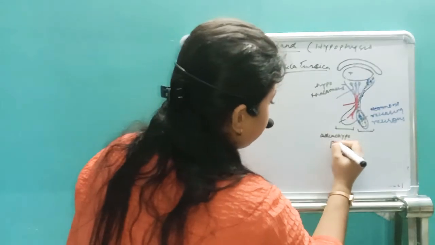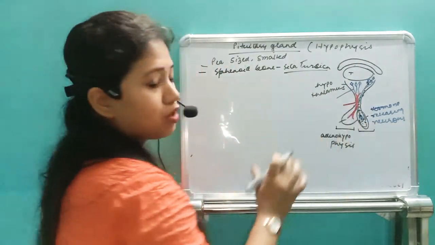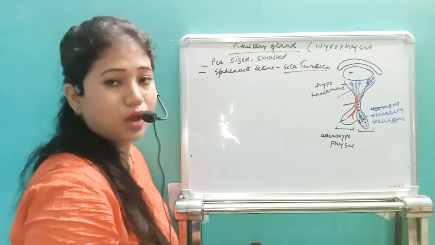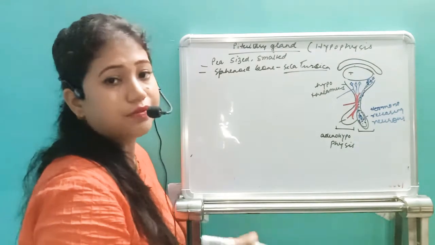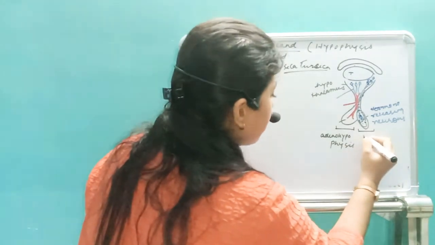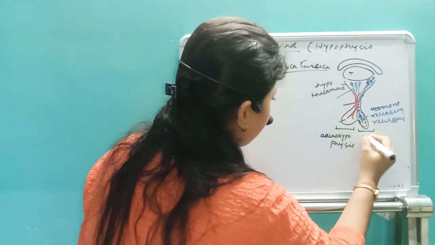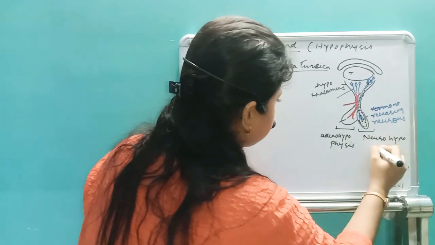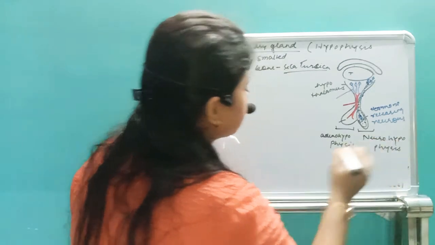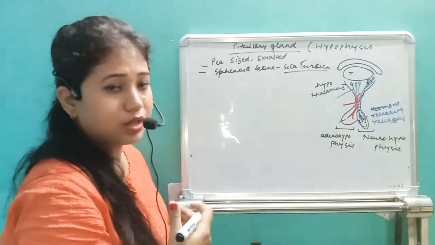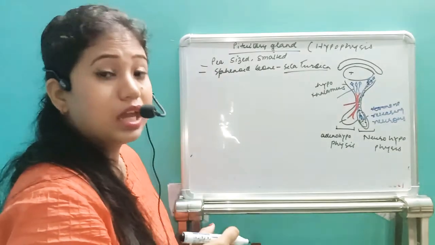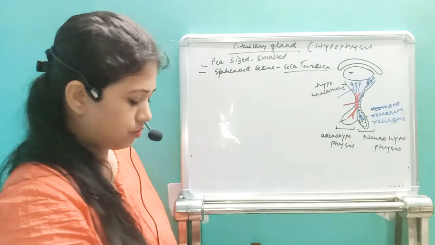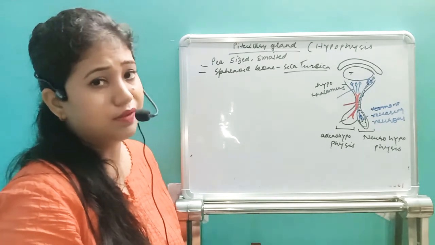So adenohypophysis is the anterior part, which is maximally 75% of the pituitary gland. The remaining 25% of the pituitary gland is the posterior pituitary, or we can call it neurohypophysis. Okay, so neurohypophysis is nothing but the posterior pituitary part. Now just see, this anterior pituitary is also going to be divided into two parts. Okay, once again, adenohypophysis is divided into two parts.